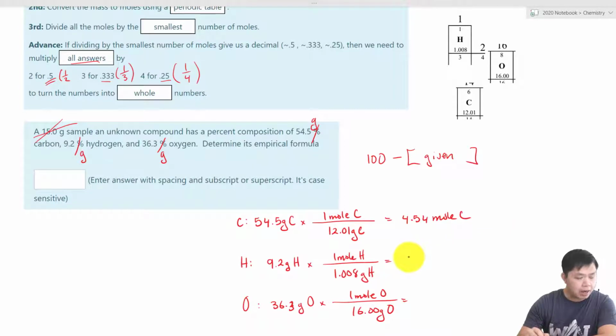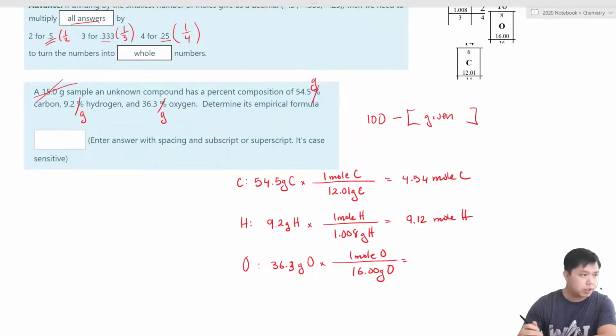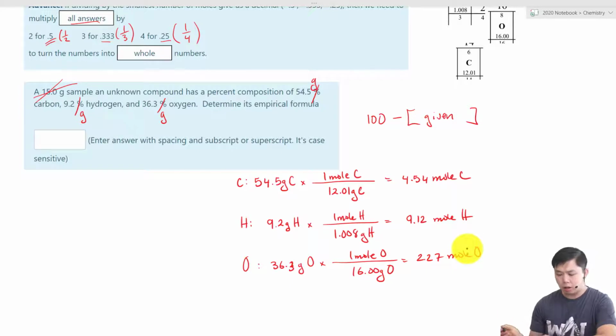So now what do we have? We have 9.12 moles of hydrogen, but if it's a free response, you have to show all your work out, or else you won't get credit for it. So we have 2.27 moles of oxygen. There you go. Which one is the lowest one?